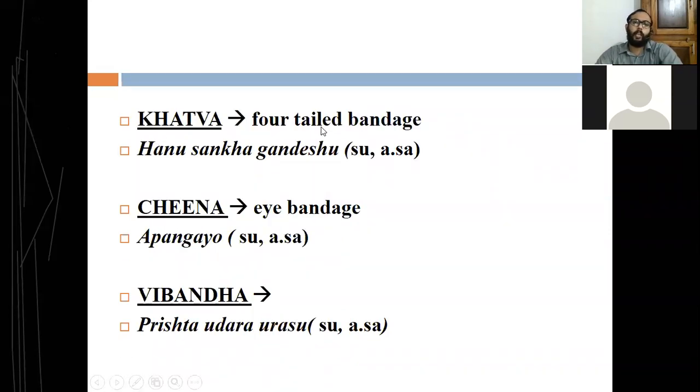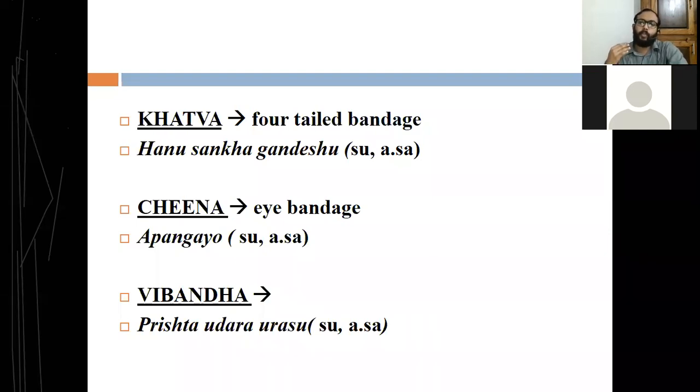Katwa is a four-tailed bandage, used for the jaw and cheeks. This bandage is done in mandible fracture and temporomandibular joint dislocation. In all dislocations, we should give immobilization for a period of 3 weeks. In Katwa Bandha, what we are doing is a small piece of gauze layered in 5 layers.